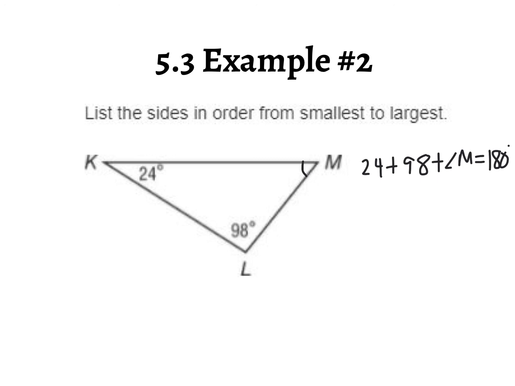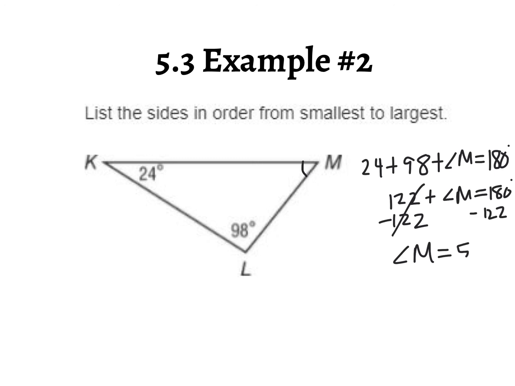Okay, if I combine like terms, I get 122 plus angle M is 180. If I subtract 122 on both sides, angle M equals 180 minus 122, that should be 58 degrees. So if this is 58 degrees, I know that angle M is going to be the medium angle. Okay, so let's find the sides from smallest to largest.